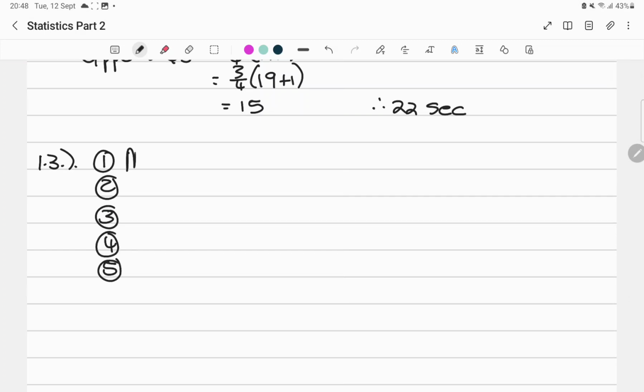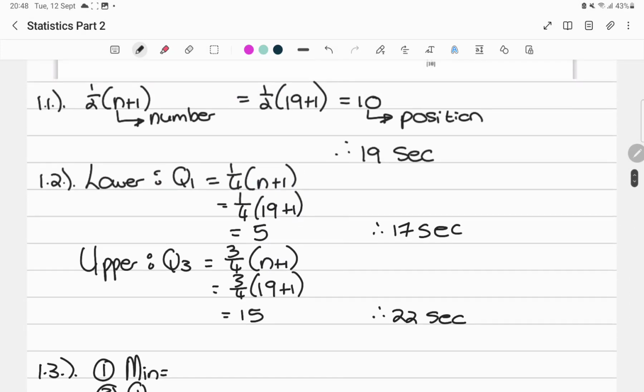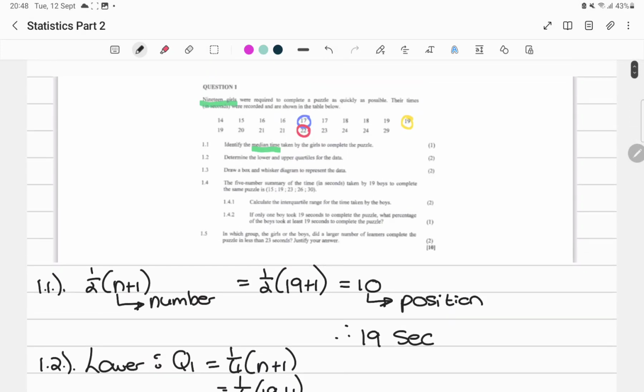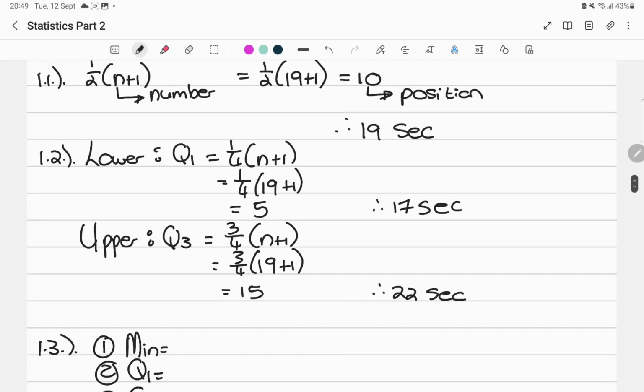So the first one we need is our minimum. Then you need to know what's your Q1, what's your Q2, which is your median, what is your Q3, which is your upper quartile, and then what is your maximum value. Alright, so in this case, what is my minimum value? My minimum value is 14.